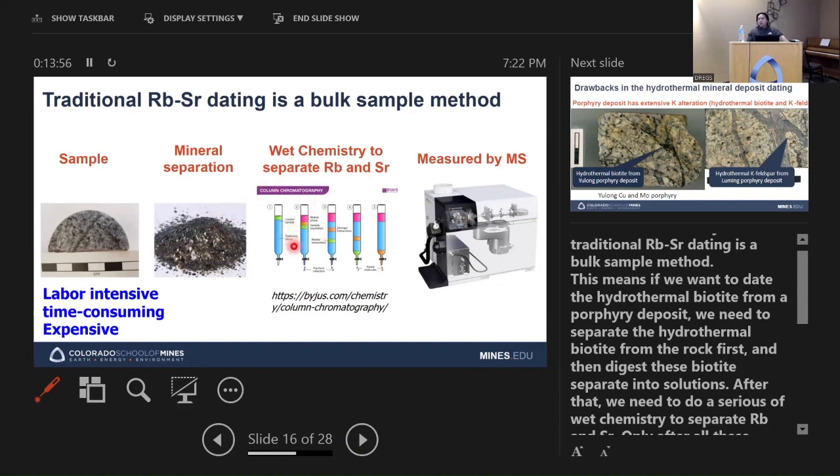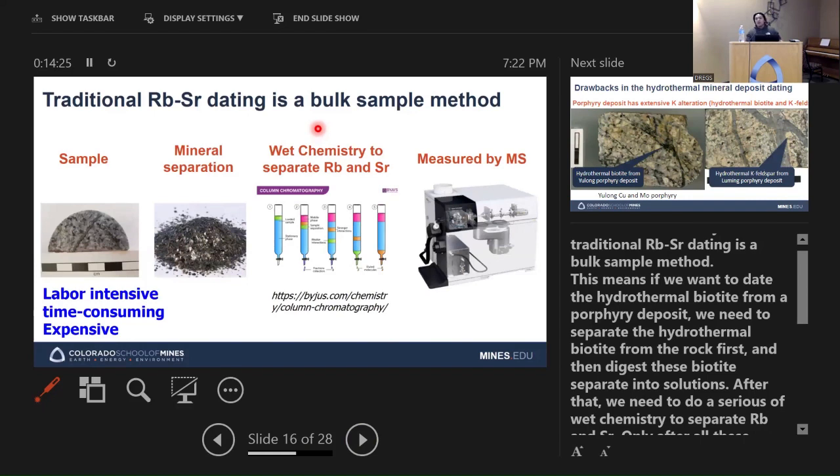And then we need to do a series of wet chemistry to separate the rubidium and strontium. And the final step is to be analyzed by mass spectrometry. So as we can see from this complicated process, the traditional rubidium and strontium dating is a really labor intensive, time consuming and expensive method.